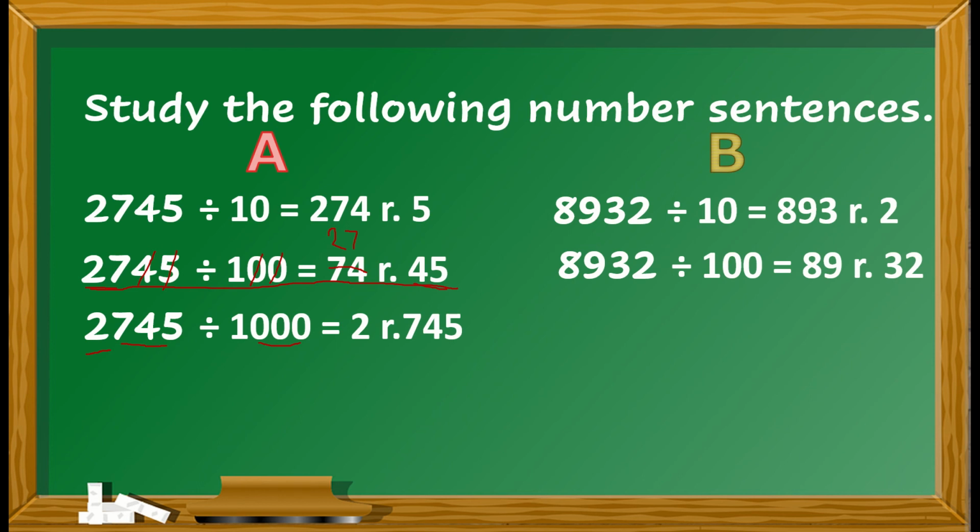Next is 8,932 divided by 100. Meron siyang dalawang 0. So, ang kanyang remainder ay 32. Ngunit ang kanyang quotient ay 89. Okay, tama. Ito pa. 8,932 divided by 1,000 equals 8. Remainder 932. Dahil meron siyang tatlong 0. Again, tatlong 0. And the remaining digit is 8. 8 divided by 1 is 8. Remainder 932. Ito yun. Okay. Nakukuha niyo po ba? Sana nakukuha niyo po ha.